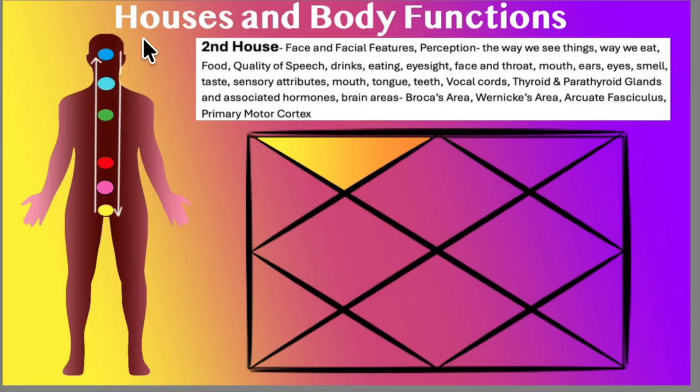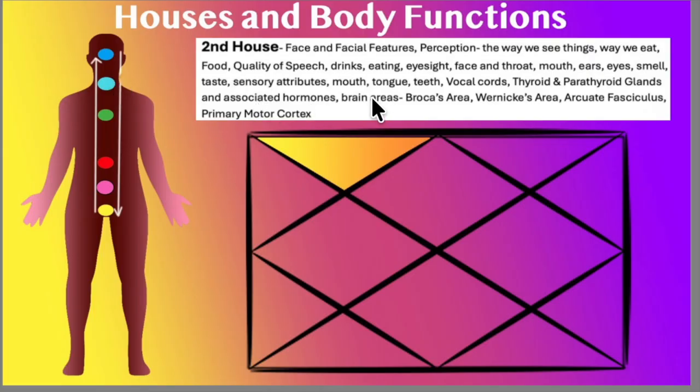Your most dominant ones. The skin is, of course, the entire body. So, for the time being, just ignore the skin. Sensory attributes, all five senses. The mouth, the tongue, teeth, vocal cords, the thyroid and the parathyroid glands, which are in the throat, also will be common to the third house, you might say, and the associated hormones.